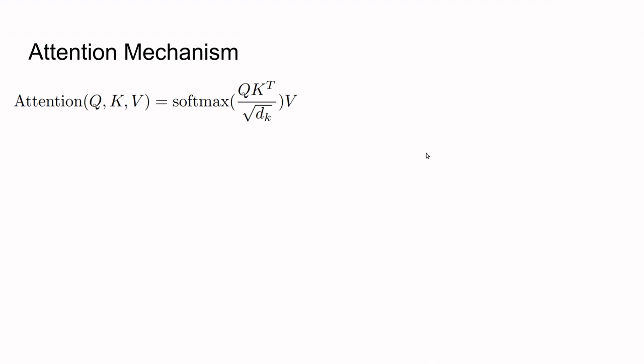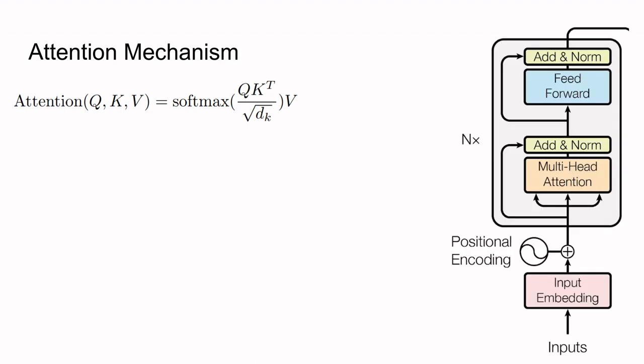How does attention work? Attention is defined with this equation where three matrices Q, K, and V are multiplied. We also have the softmax and this division, but this is just to keep the number small. So what's the meaning of this equation? Well, actually, if we look at the encoder, we will see that we have attention in here.